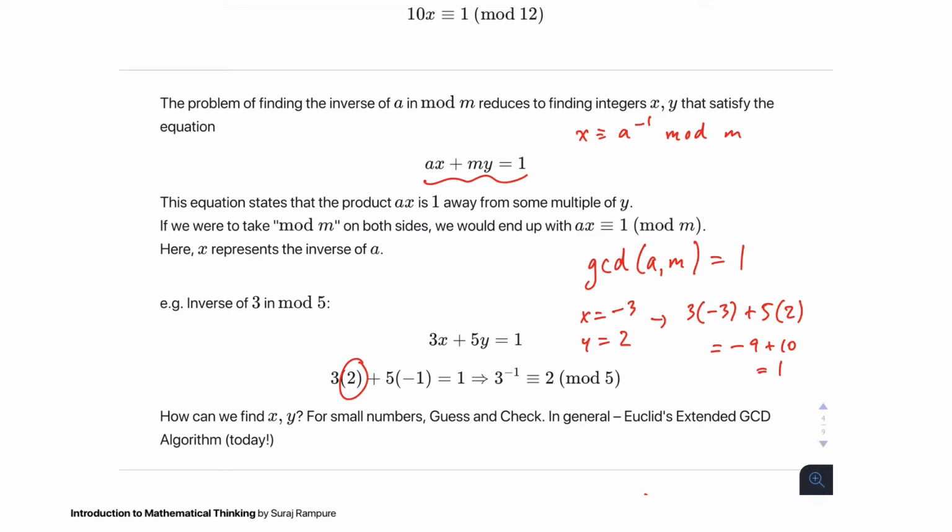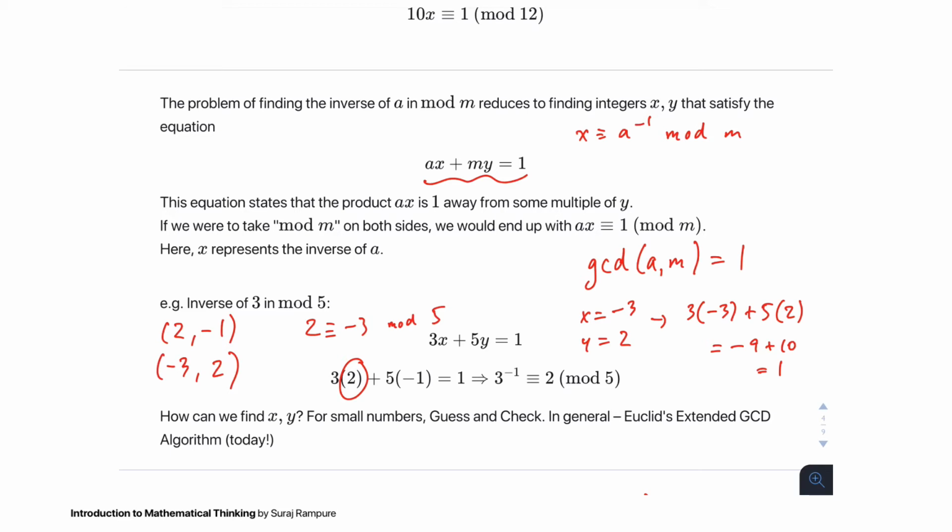Is that clear? So it's not the case that there's only one solution, x comma y. There's actually infinitely many. Okay? But it happens to be the case that all of these solutions are equivalent modulo m, right? And we see that right here. One solution was 2 comma negative 1, and the other was negative 3 comma 2. But in modulo 5, 2 and negative 3 are equivalent. So it doesn't matter which solution you end up finding because they're all equivalent.